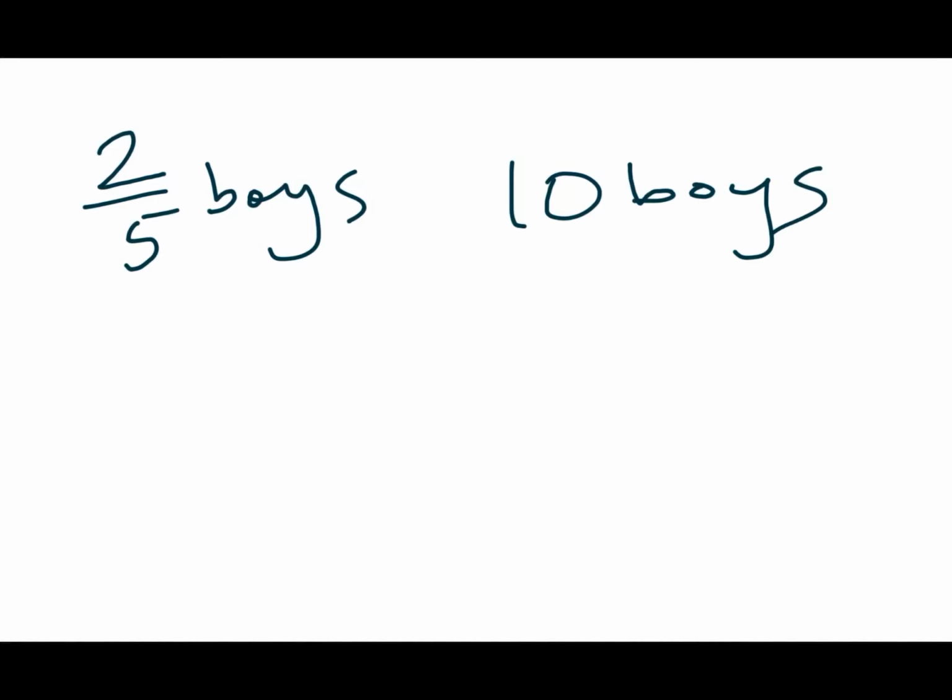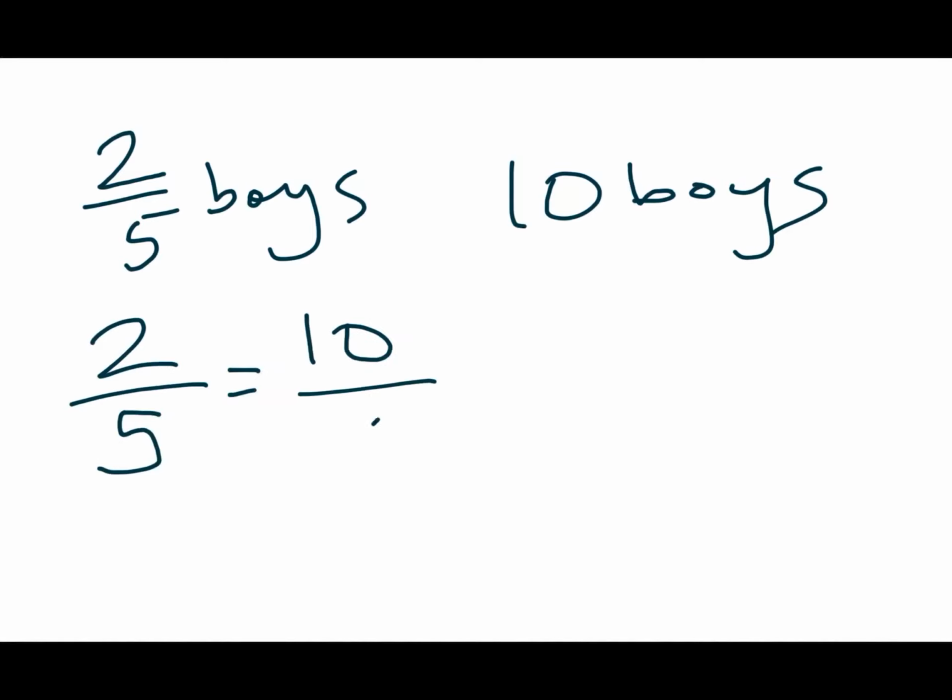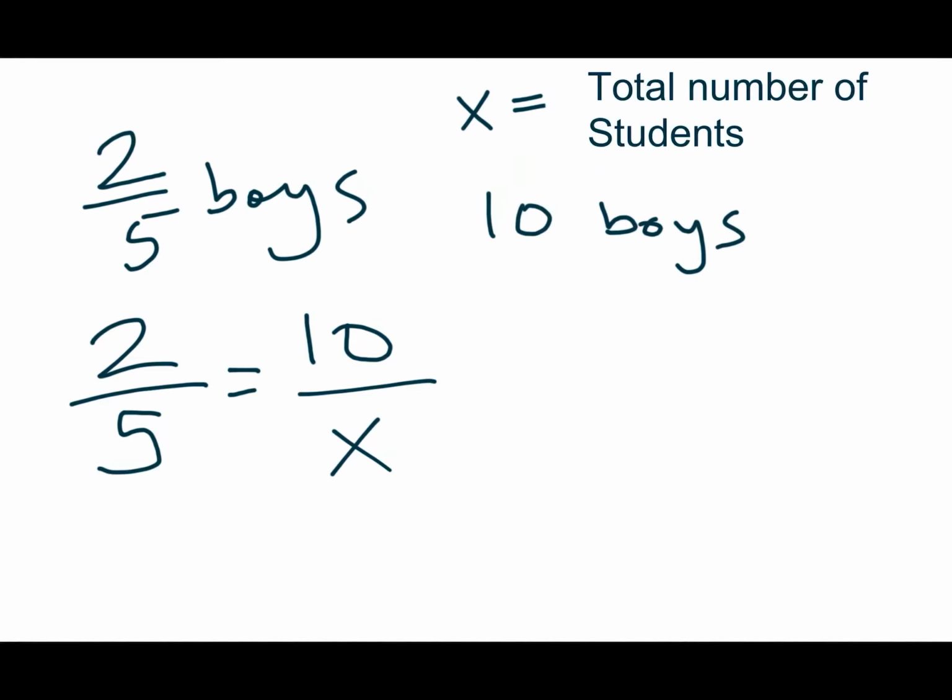There are a couple of ways that we can do this, but I want to visualize it a couple of ways. First of all, we know that 2/5 is equal to 10 over some unknown, x, where x is the total number of students, and we know there are 10 boys.